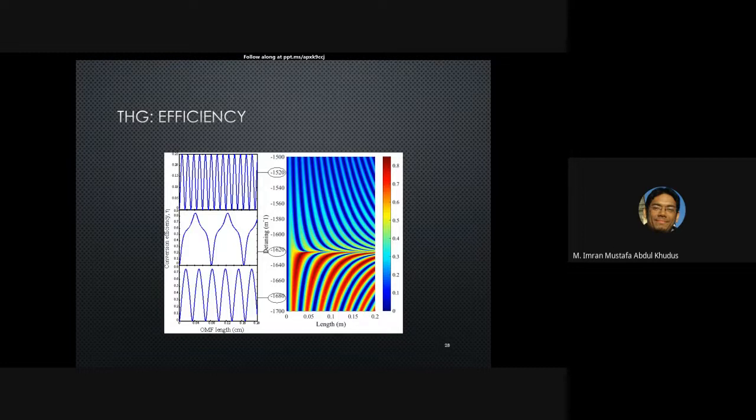The guy who did this first, Grubsky, in 2005, published a paper. He came out with this sort of graph, and he showed you can get close to 100% efficiency if you use this method. But you can see that it's really sensitive to detuning. If it's slightly detuned, then it goes to only 25%, and this will be fairly significant later on.